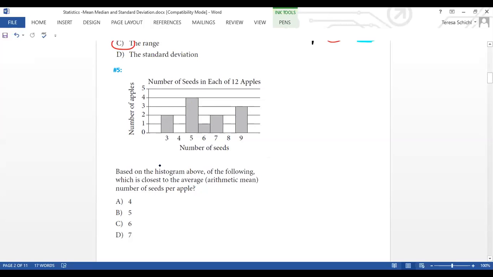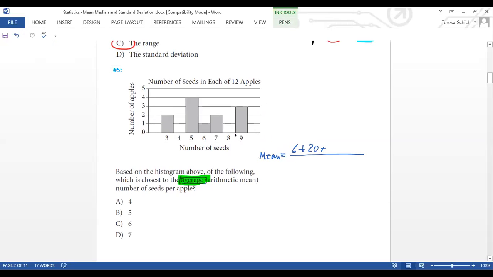Okay, now which of the following numbers is closest to the average? So average means I'm looking for the mean here, right? The mean is you add everything together. How many apples have 3 seeds? 2. So total I have 6. Then plus, how many apples have 5 seeds? 4. So total how many seeds?